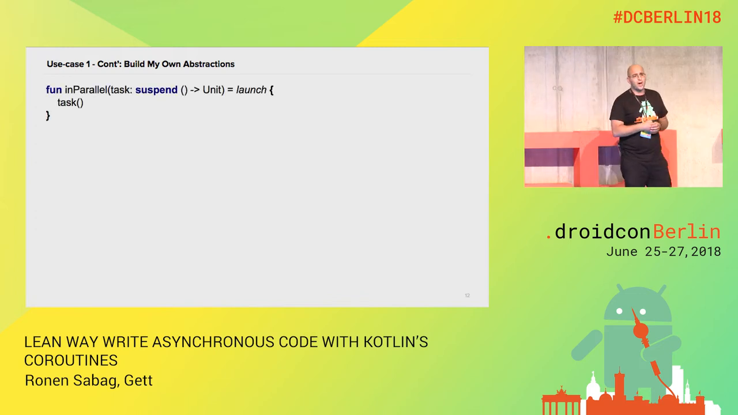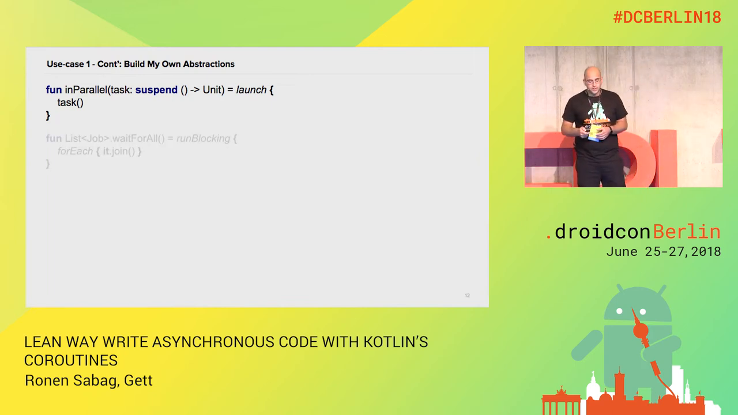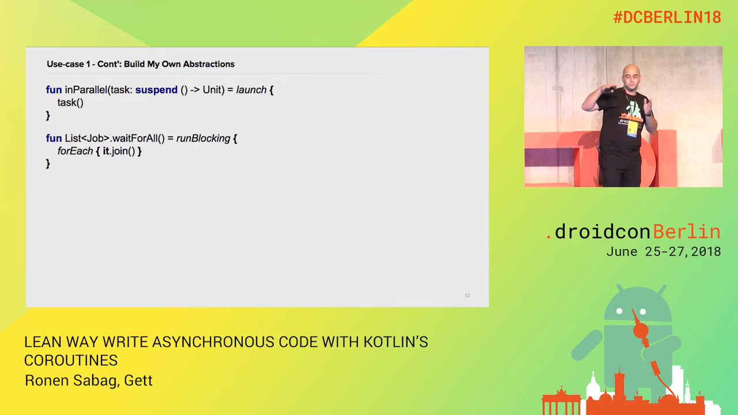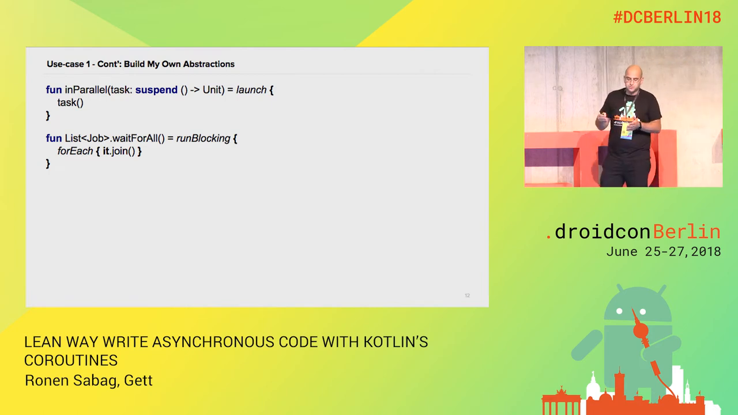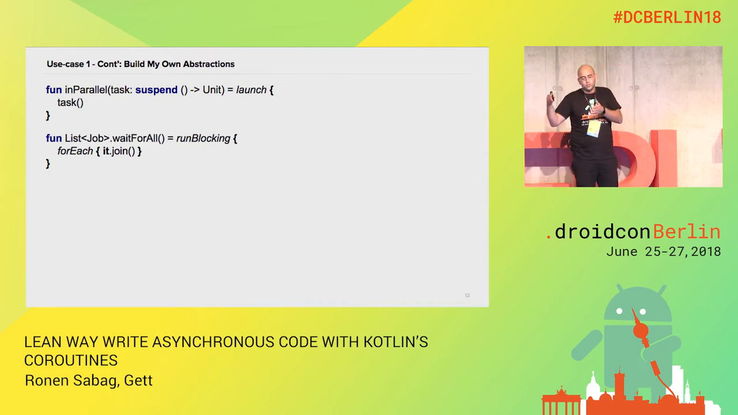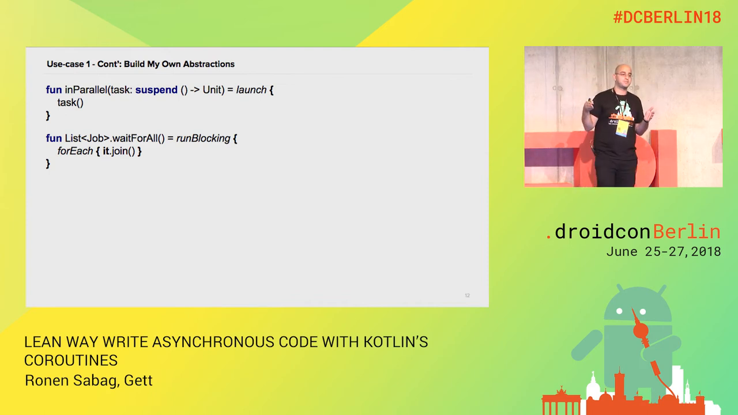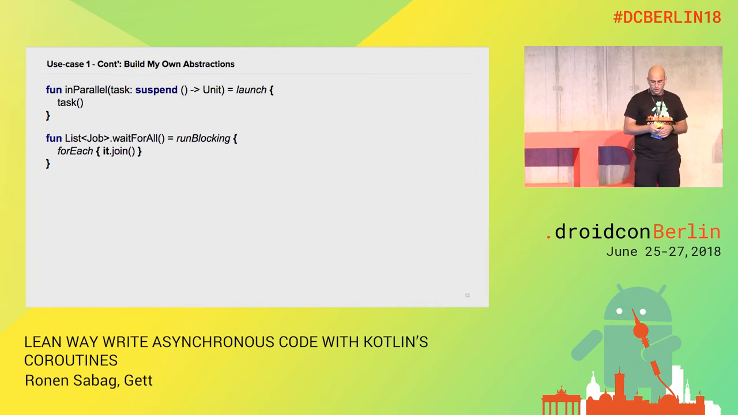So I can just wrap the launch coroutines with my function, which I call inParallel, because for me, it means a lot. And it's going to get just a task. Instead of doing the runBlocking inside the code, I'm going to introduce an extension function for a list of jobs, which will do actually the same thing. It's going to take everything inside the list and join, so it's going to wait until all the jobs inside this list end.